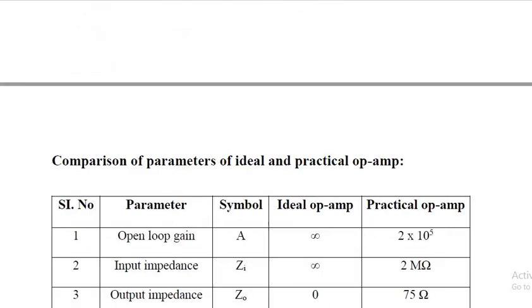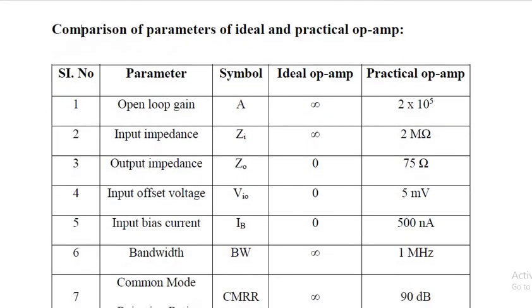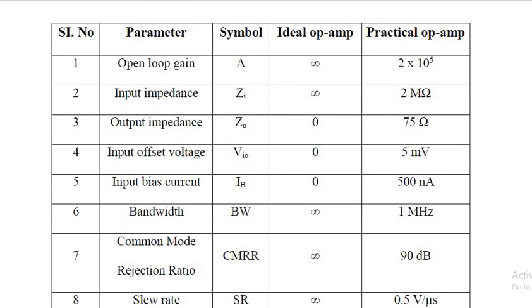Now we can compare the ideal op-amp parameters with practical op-amp. So the parameters are, the first parameter, open loop gain, symbol A. Ideal op-amp it is infinite. For practical op-amp it is 2 into 10 to the power 5. Input impedance Zi. Ideal op-amp infinite. Practical op-amp 2 mega ohms. Next, output impedance, it is ZO. For ideal it is 0. For practical it is 75 ohms.